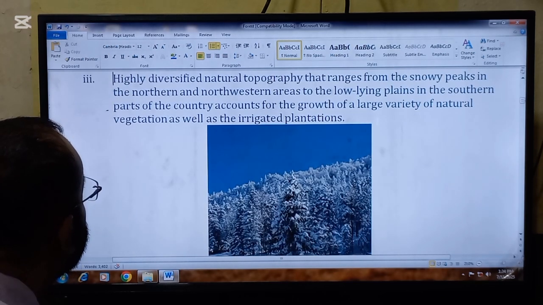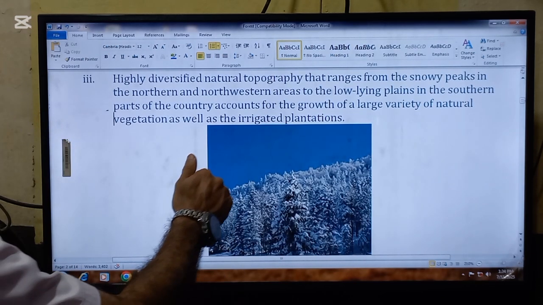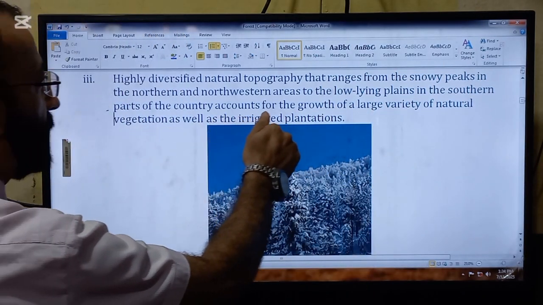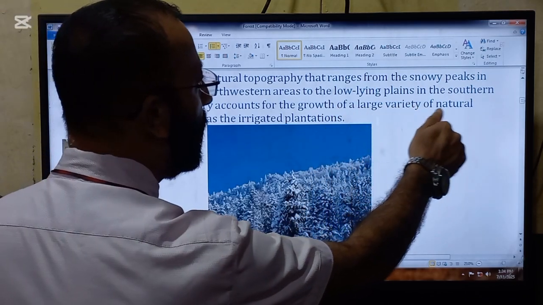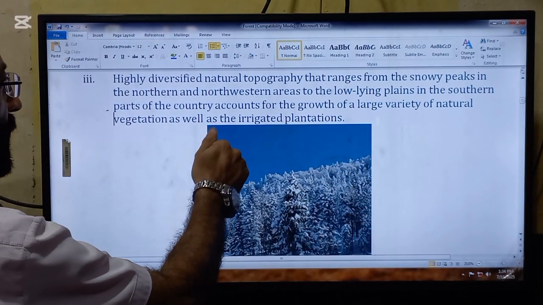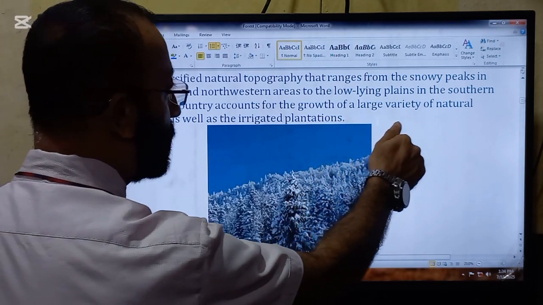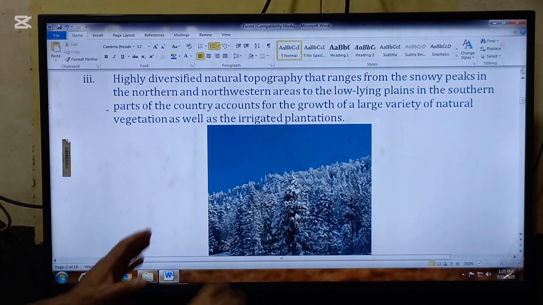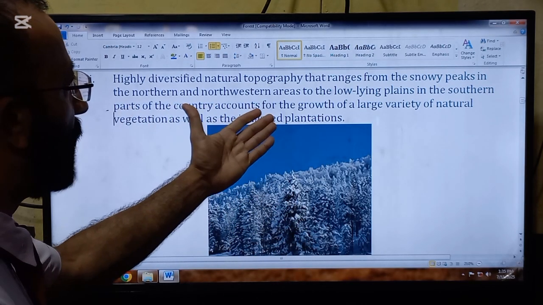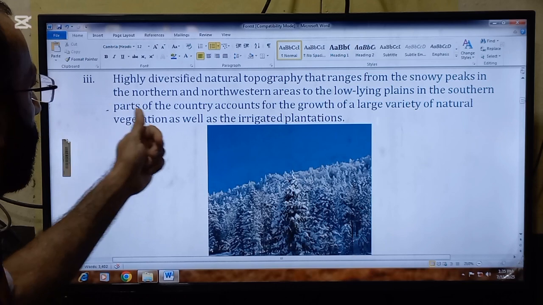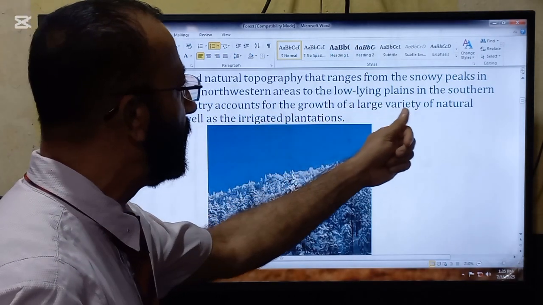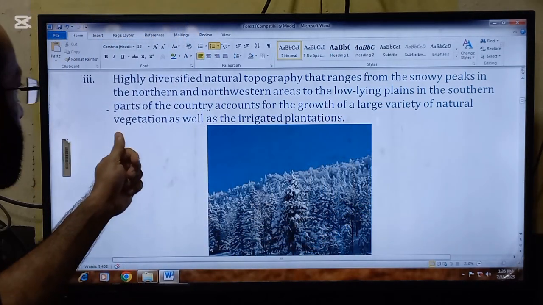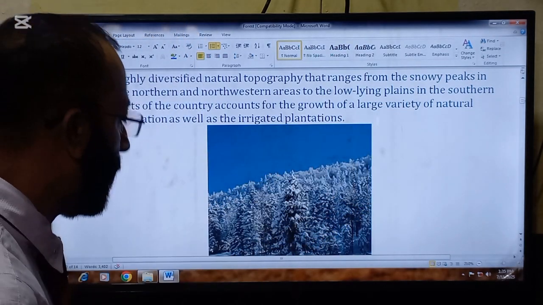The next reason is highly diversified natural topography that ranges from the snowy peaks in the northern and northwestern areas to the low-lying plains in the southern parts of the country, which accounts for the growth of a large variety of natural vegetation as well as the irrigated plantation.